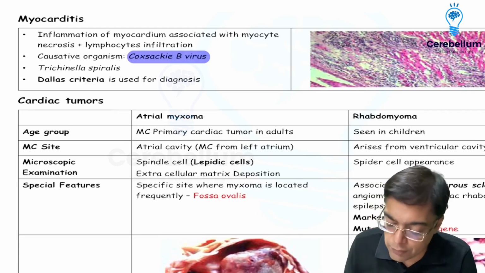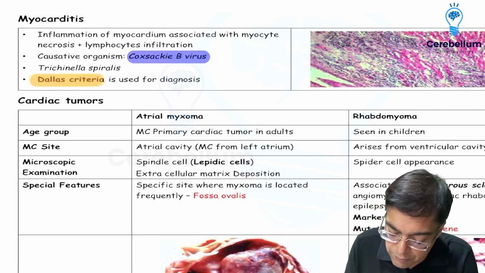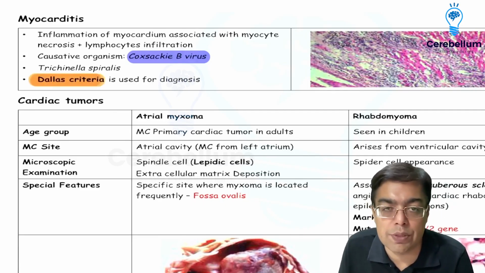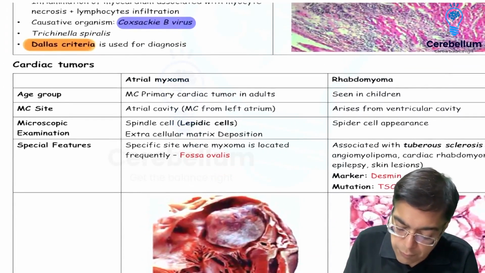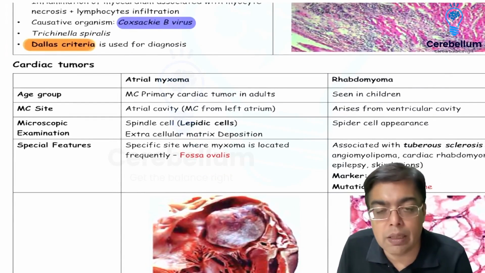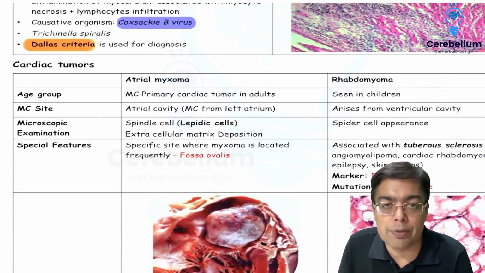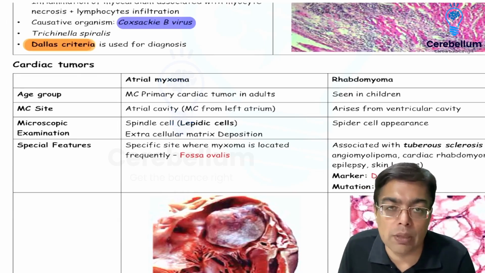And if there is a lymphocytic infiltration, we use a criteria which is going to be given the name of Dallas criteria for making a diagnosis of this condition. Then talking about cardiac tumors. Cardiac tumors, as usually we find for most of the organs over here, what is applicable over here is the commonest cardiac tumor happens to be a metastatic tumor that is coming from the lungs.